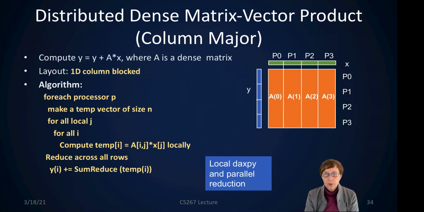On the other hand, if we store it in a column major format, we don't need to do any broadcast because each processor only needs the X vector elements that it already has. But in order to compute Y, now we need to do a reduction across the rows. Let's say that we've stored it in rows within each processor. We'll just do DAXPY operations across each one of those, but then we'll have a local temporary that we accumulate Y into, and then all the processors will add their values of Y together.